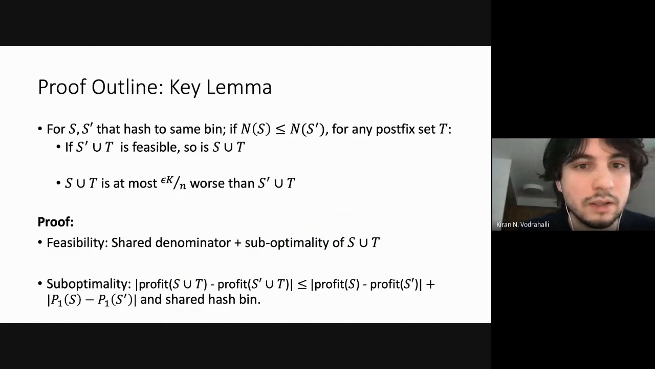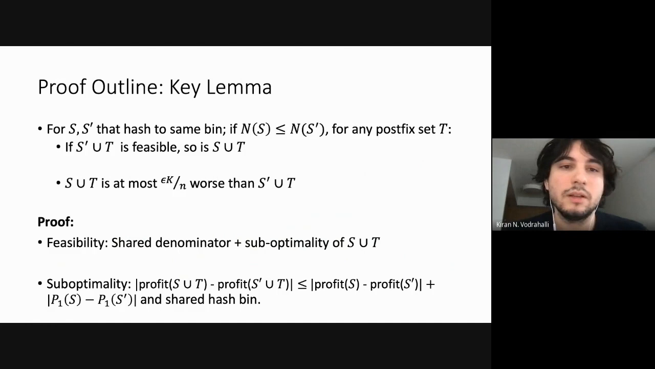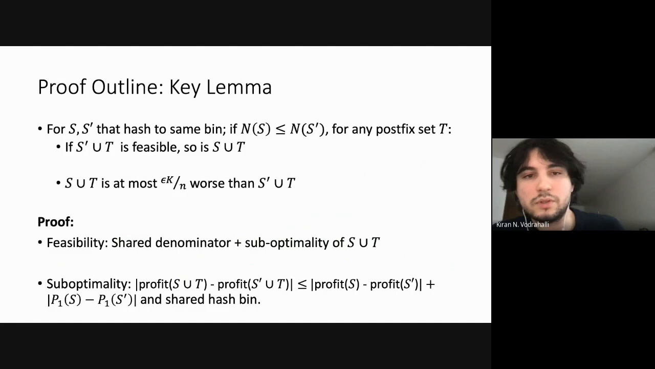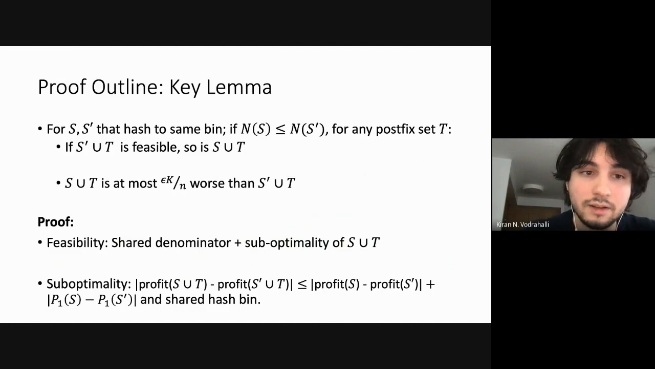Basically, there's a key lemma that we need to prove. For two subsets of the states where we build platforms that hash to the same bin, if the numerator of S is smaller than that of S prime, then for any postfix set T, meaning we've looked at the states 1 through k, and now we consider any set T from k plus 1 to n, first we have a feasibility guarantee for our S. And second, we have an approximation guarantee: S union T, S union the postfix, is at most epsilon k over n worse than S prime union T.